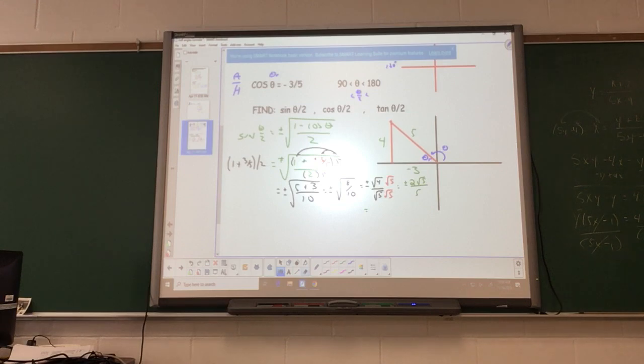Well, think about this. Theta is between 90 and 180. Half of theta is going to be in between what and what? Trent? 0 and 90. Not quite 0. Not 90 and 180.